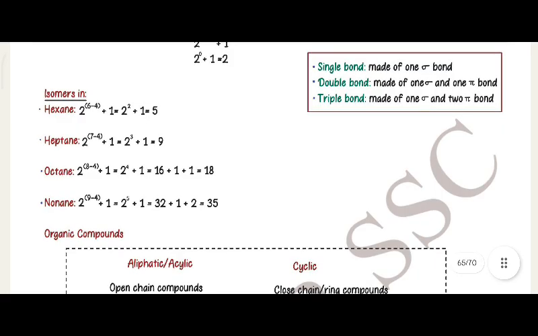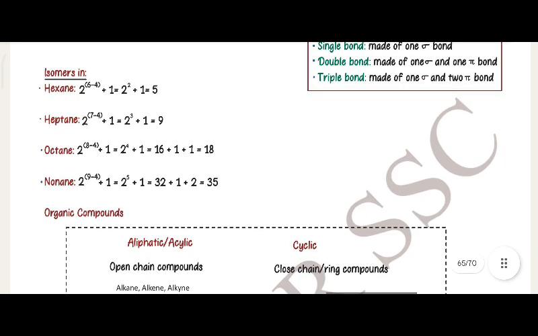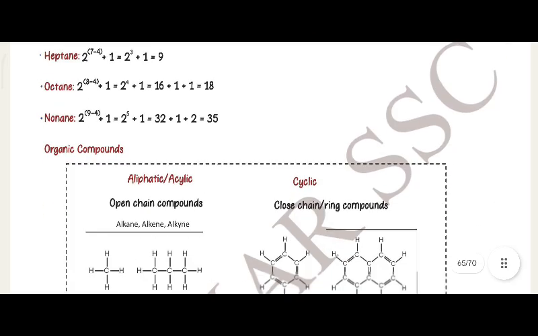Isomers in hexane: 2 power 6 minus 4 plus 1, 2 power 2 plus 1, is equal to 5. Heptane: 2 power 7 minus 4 plus 1, 2 power 3 plus 1, is equal to 9. Octane: 2 power 8 minus 4 plus 1, 2 power 4 plus 1, 16 plus 1 plus 1, 18. Nonane: 2 power 9 minus 4 plus 1, 2 power 5 plus 1, 32 plus 1 plus 2, equal to 35.